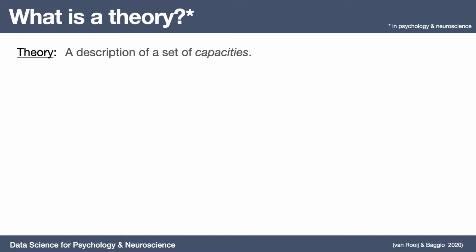So first we have to ask a question: what is a theory? And for this, we're going to rely on the definition and framing put forth by Van Rijn and Baggio in that reading. These authors define a theory as a description of a set of capacities. What are capacities? They're essentially a set of abilities.